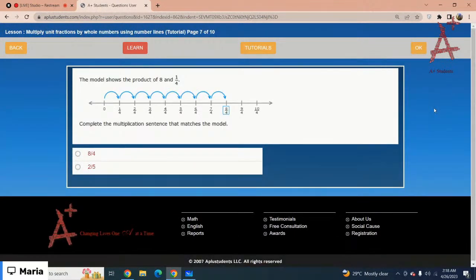Okay, the model shows a product of 8 and 1 over 4. Complete the multiplication sentence that matches the model. So which is the correct option? 8 and 1 by 4. 8 times 1 by 4 equals, it would be 8 over 4. The correct option is 8 over 4.